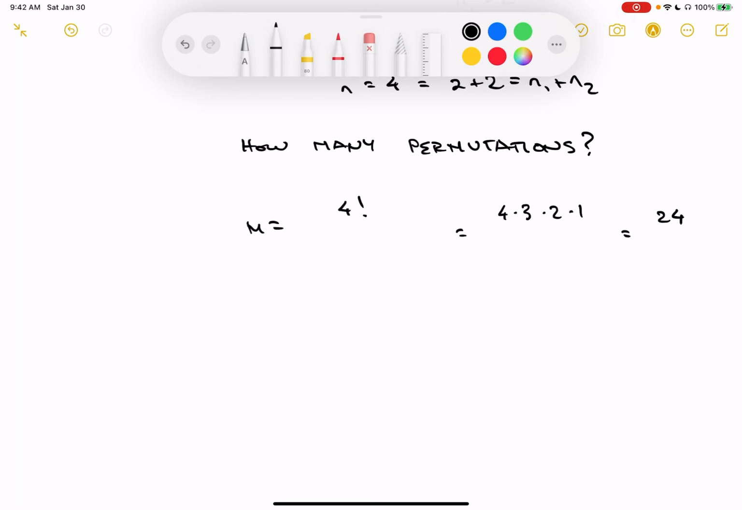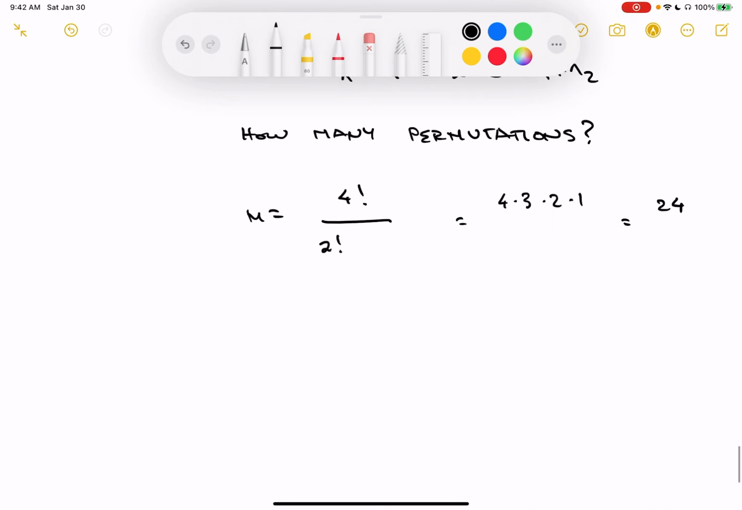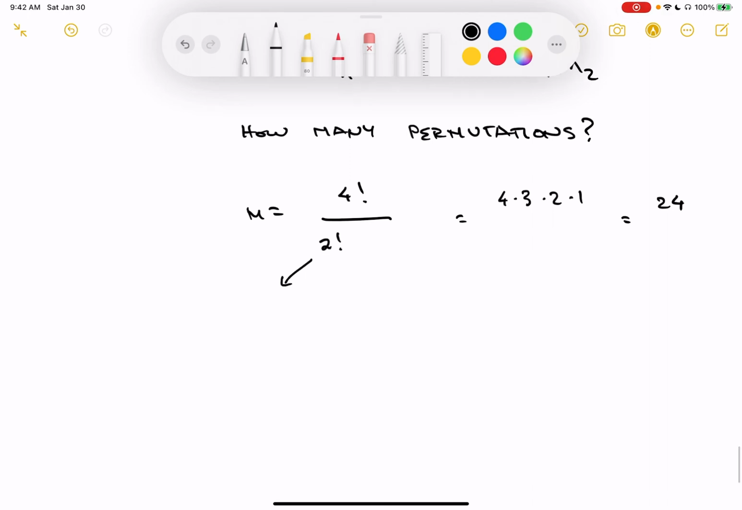If I had 4 unique letters in there, A, B, C, D, there would be 24 4-letter words possible out of that. But because I've got repeated letters in here, there are 2 factorial ways that you can order those 2 A's. Think about what that 2 factorial is. 2 factorial is just 2 times 1, that's 2. That means there have to be 2 A's. I could have had an A1 and an A2, or I could have an A2 and an A1. I could have selected the first A first, or I could have selected the second A first.